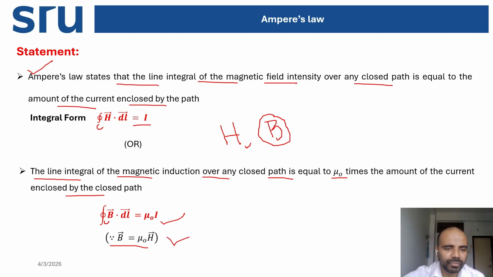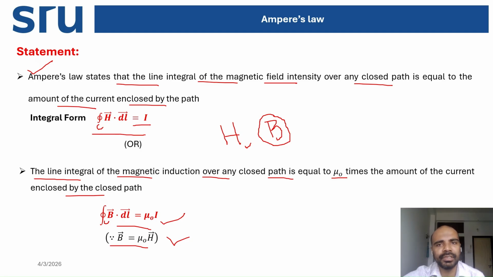Or in vacuum, B equal to mu naught into H. So B is the magnetic field or magnetic flux density or magnetic induction, which is equal to mu naught, that is the permeability in free space or vacuum, into the magnetic field intensity, B equal to mu naught H. So this is the integral form of Ampere's law in terms of magnetic field intensity, and this is the integral form of Ampere's law in terms of magnetic induction or magnetic flux density, right?